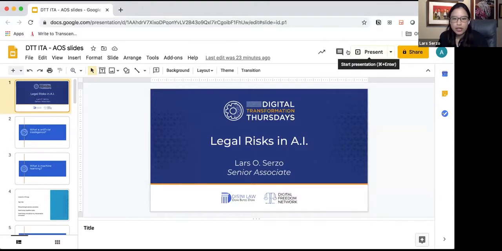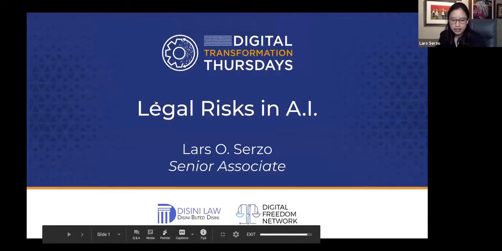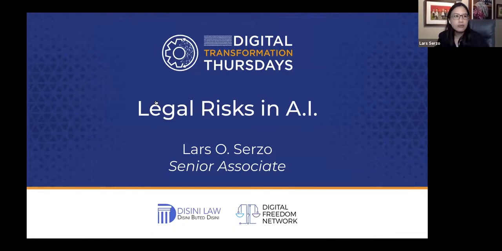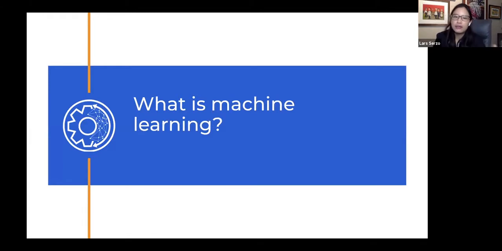So for my part, I'll be talking about the legal risks inherent in AI, and mostly in implementing AI tools and other AI use cases. So I believe Ralph already gave a brief description as to what AI is and as to what machine learning is. But just to contextualize this presentation further, and as most of you would know, lawyers are suckers for definitions. So just to put in some context, what is machine learning?